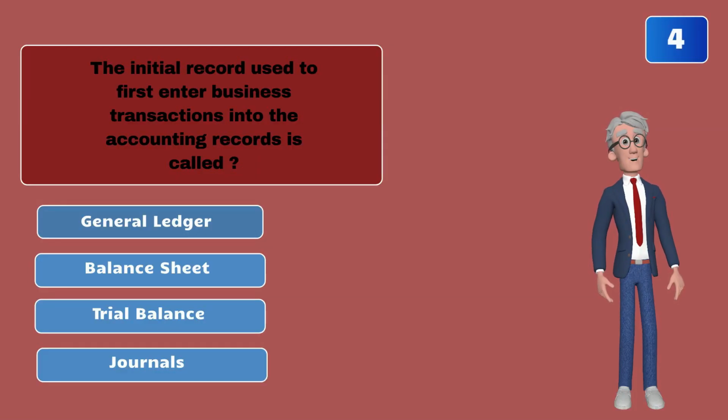The initial record used to first enter business transactions into the accounting records is called: General Ledger, Balance Sheet, Trial Balance, Journals.